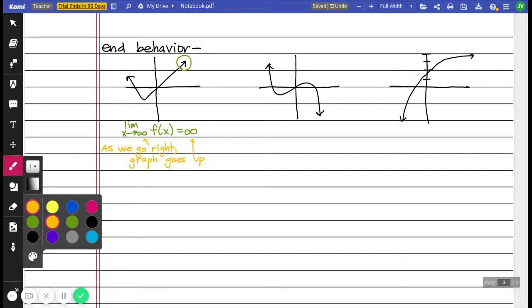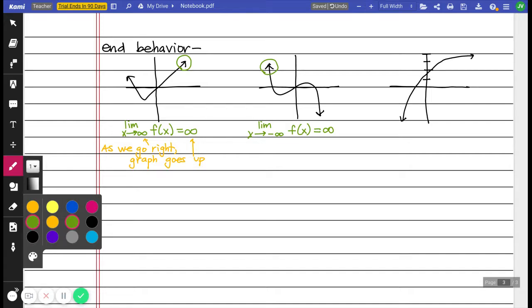Okay. In the next graph, I'm going to look at the left-hand arrow. The left-hand arrow, as x approaches negative infinity, that's the left side of my graph, this particular graph, f of x, and there's positive infinity because the left side of the graph is going up.